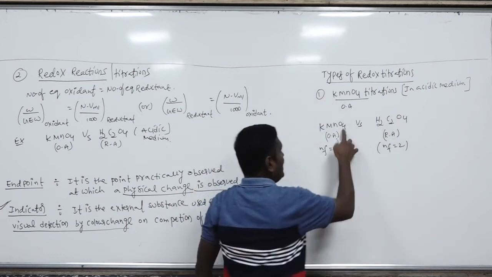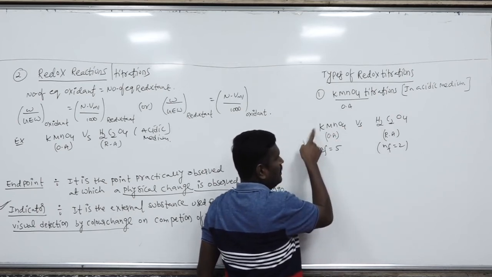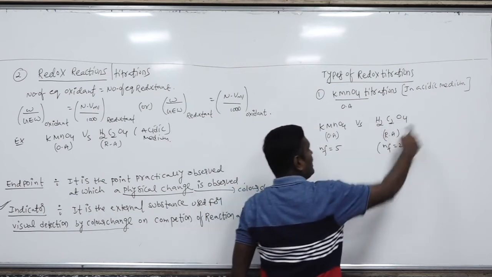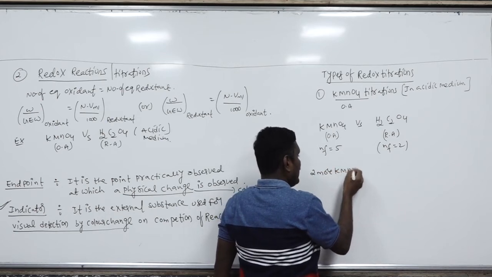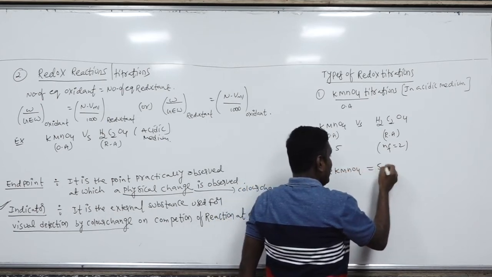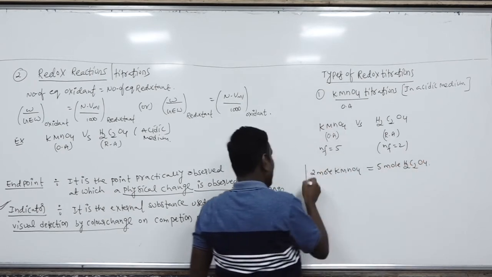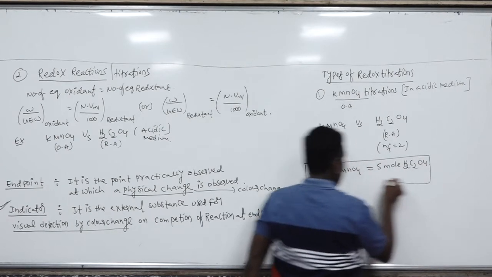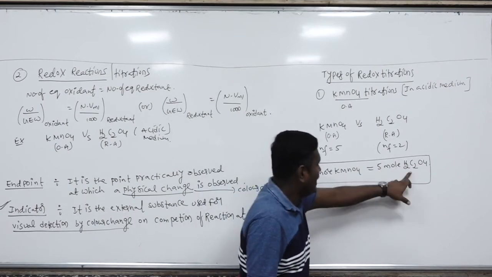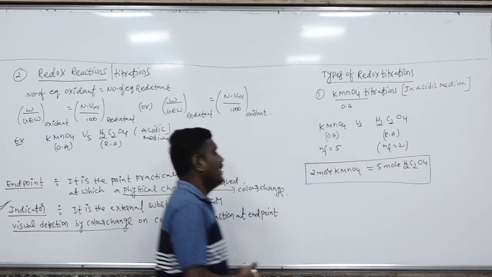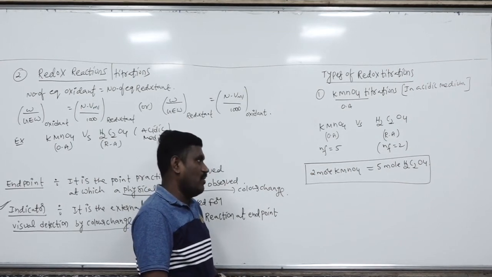That means if you interchange the n factor in terms of moles, this n factor will be the number of moles of KMnO4. This n factor will be the number of moles of oxalic acid. So I am writing 2 moles of potassium permanganate will exactly react with 5 moles of oxalic acid. I am just interchanging the n factors. KMnO4 n factor is 5, oxalic acid n factor is 2. So this is the relation between the number of moles of potassium permanganate and oxalic acid. Are you getting my point?